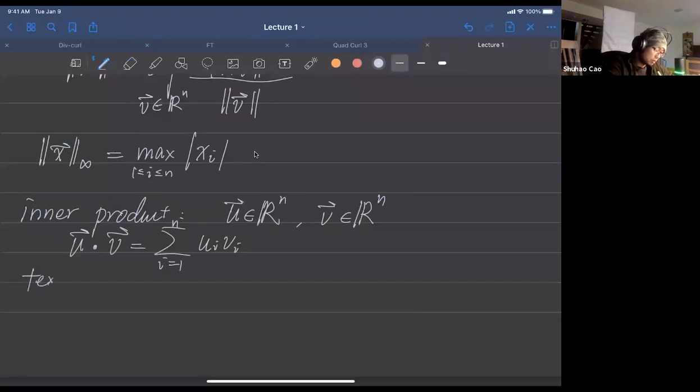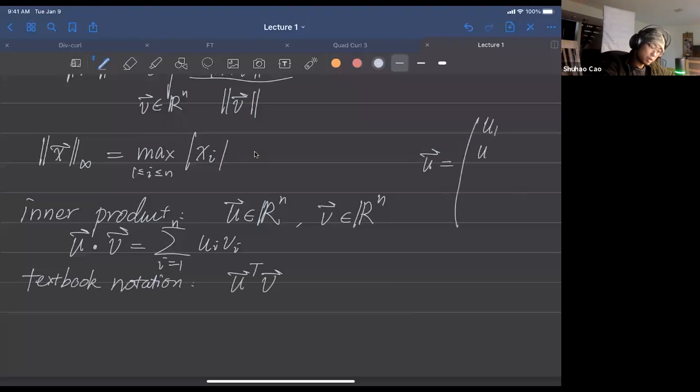Notation-wise, the textbook likes to use two notations. The first one is u transpose v. If u is in R^n, we normally write u as u1, u2, up to un. Then u transpose is a row vector multiplied with v, a column vector. This is matrix-vector multiplication: essentially this row times this column, and then we get a single entry.